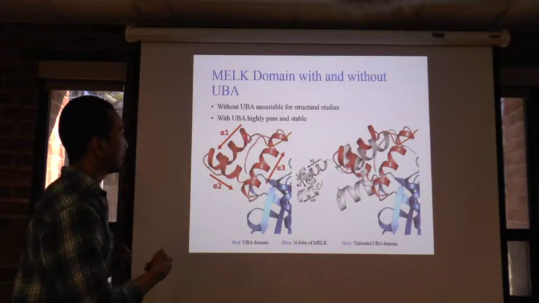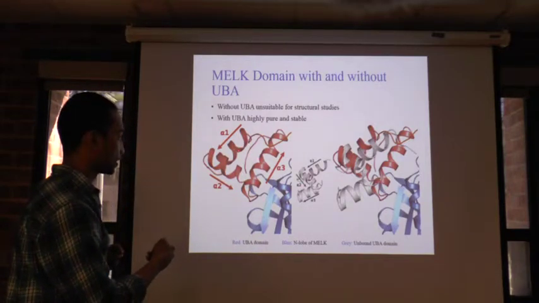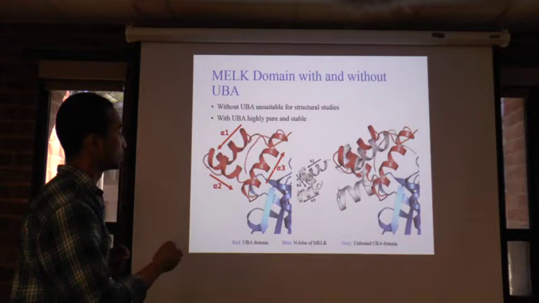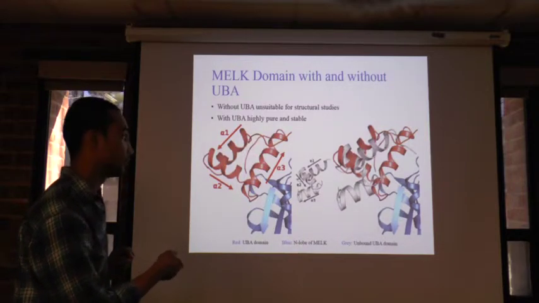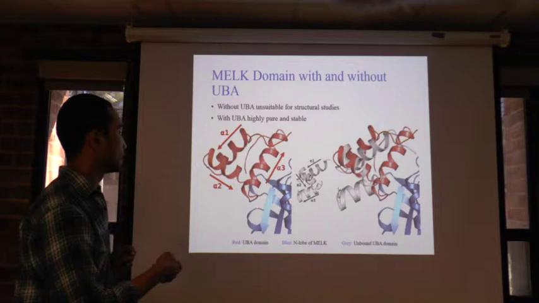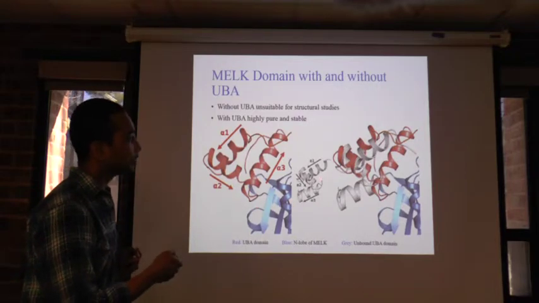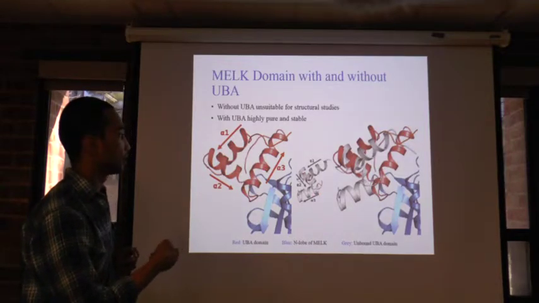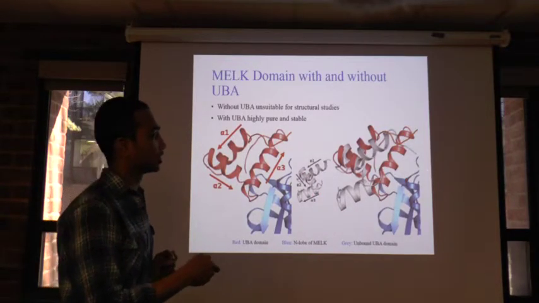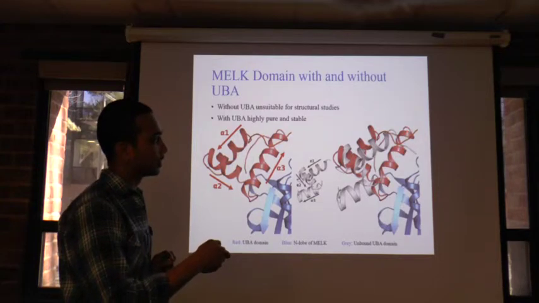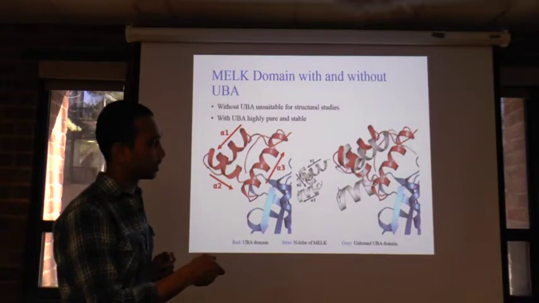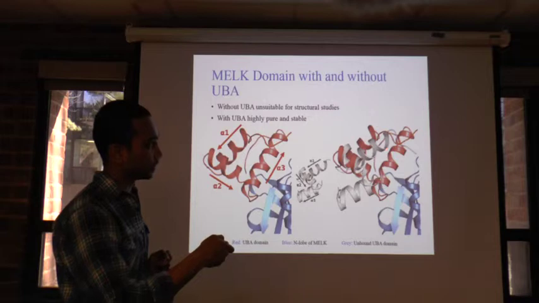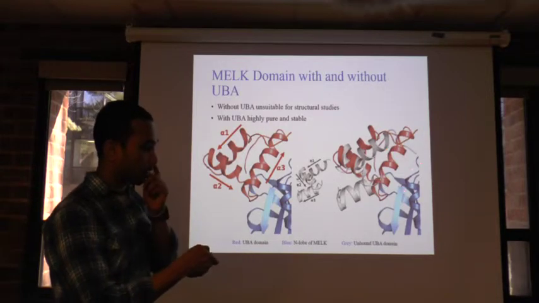Now we see that the UBA domain has 3 alpha helices. Alpha 1 is anti-parallel to alpha 3 when it's bound to the MELK complex and joined by alpha 2. When it's not bound, it has this non-canonical shape, and alpha 1 and alpha 3 are parallel instead of anti-parallel. And here's the structure in this U shape bound to MELK with a lot of interactions with the alpha 3 and the N lobe of MELK.